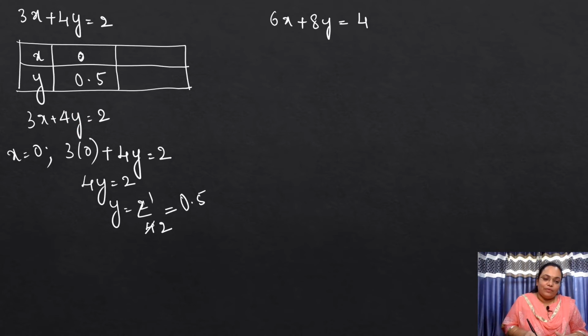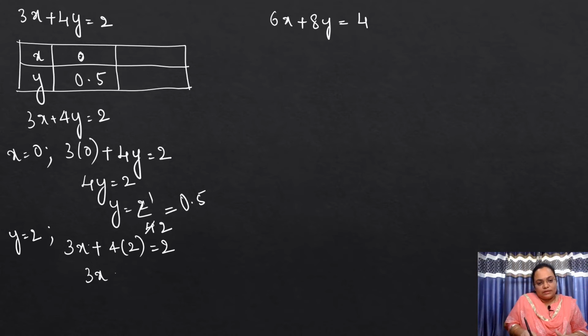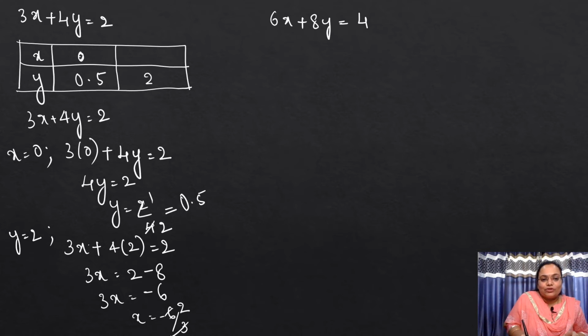Let us see what value we get for y is equal to 2. If y is equal to 2, this will be 3x plus 4 of 2 is equal to 2. 3x, if I send 8 to the RHS, this will be minus 8. So 3x is equal to minus 6. x is equal to minus 6 divided by 3, which is minus 2. So if y is equal to 2, you will get x is equal to minus 2.